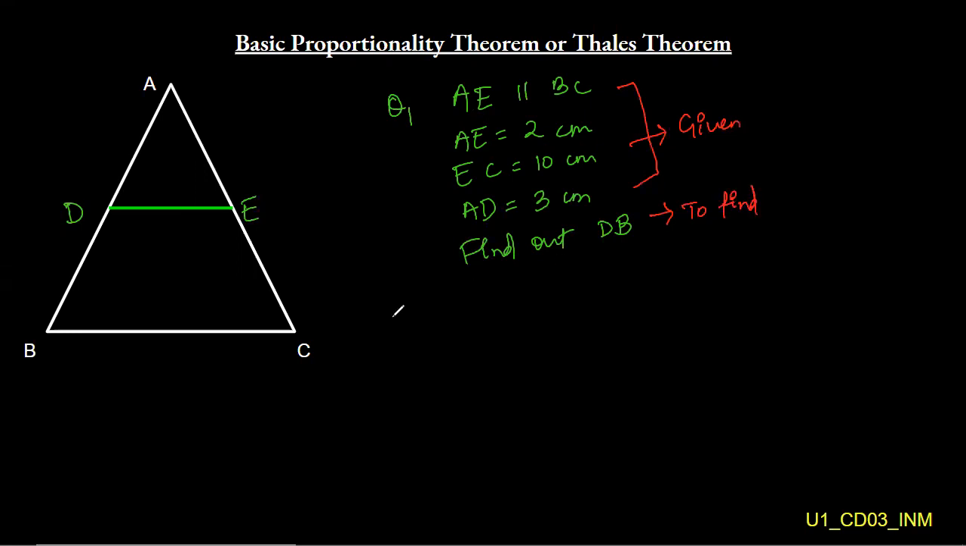Okay, now my step one after writing this will be, I'll write the ratio according to the BPT. So according to BPT, what will be my ratio? According to BPT, my ratio will be AE upon EC equals to AD upon DB. Now once I have written this according to BPT, the last step is very simple बच्चों.